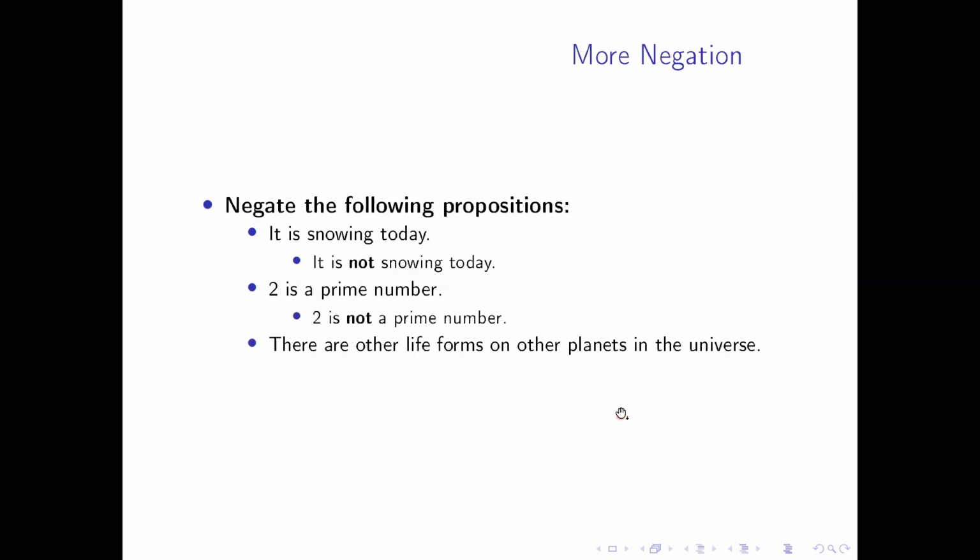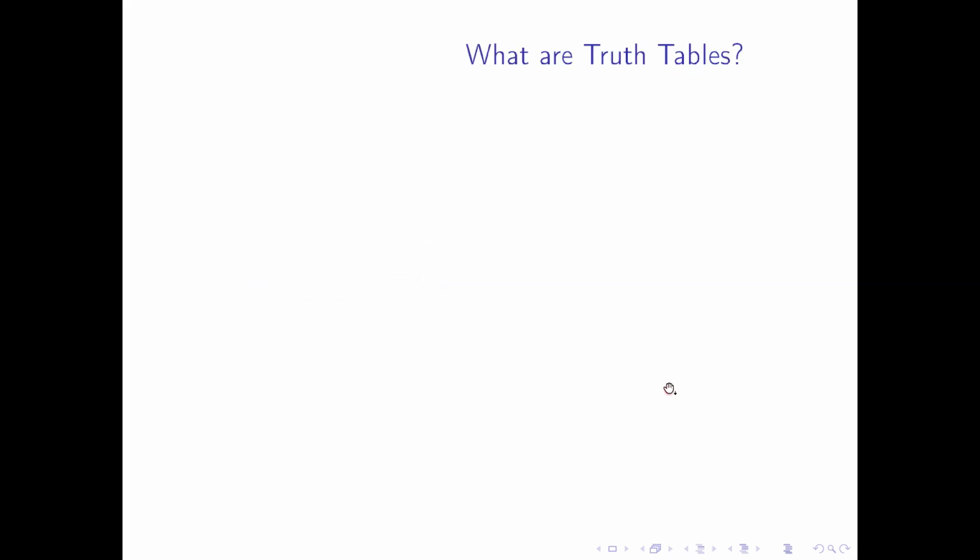Okay, that's easy. There are other forms of life on other planets in the universe. It is not the case that there are forms of life on other planets in the universe. You could also say there are no other life forms on other planets in the universe. There's a lot of other ways to have negated this. And that's where it gets fuzzy, is sometimes these things can be written using English a lot of different ways. This gets us into something known as truth tables.